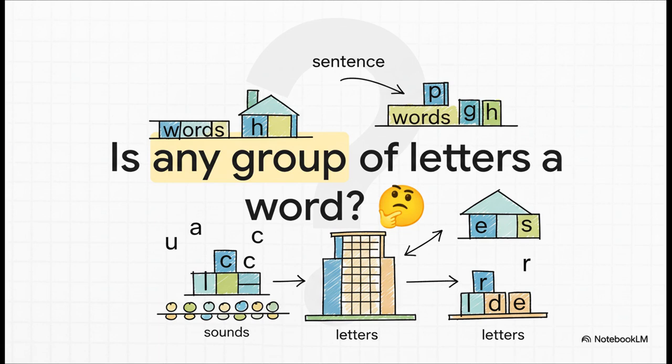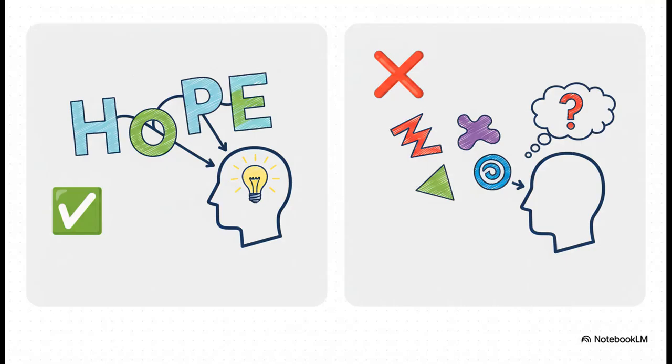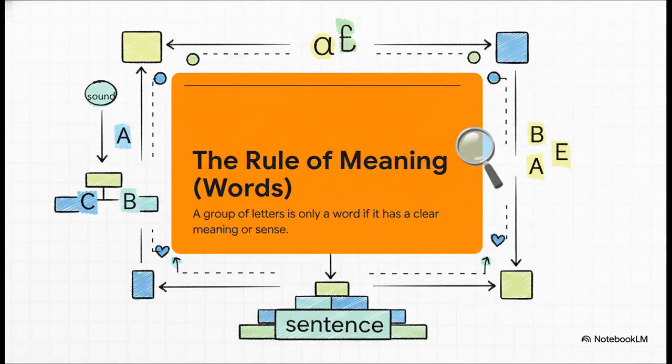But this brings up a really important question. Like, if I just randomly mash a few letters together, is that a word? What do you think? Well, here's the answer. Hope. That's a word. Why? Because it instantly means something to you, right? It creates an idea in your head. But PTRN, that's just a jumble of letters. It doesn't mean a thing. And this leads us to the very first and maybe most important rule of building our language. The rule of meaning. For a bunch of letters to actually be a word, it absolutely has to have a clear meaning. It's got to make sense.